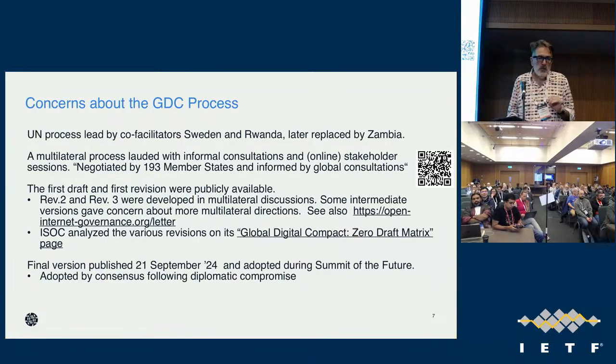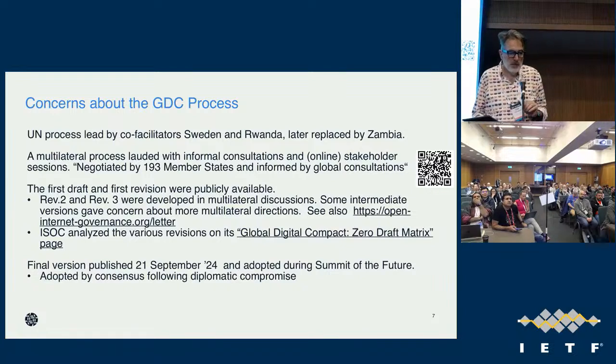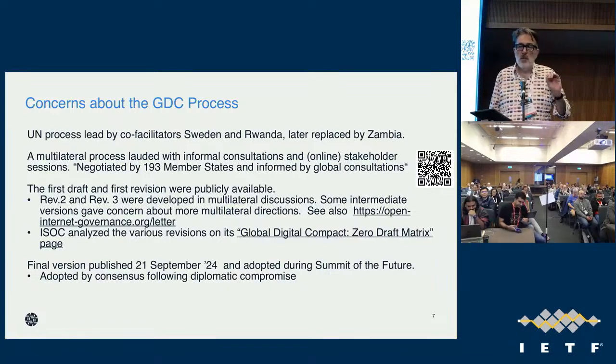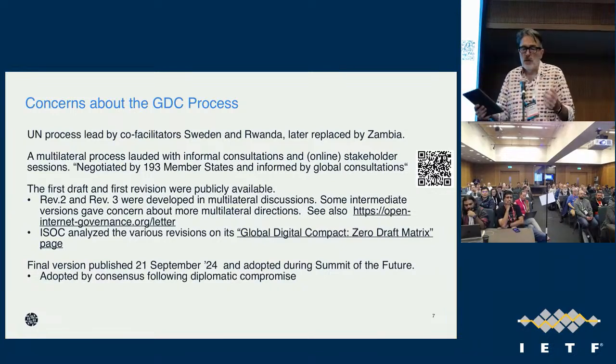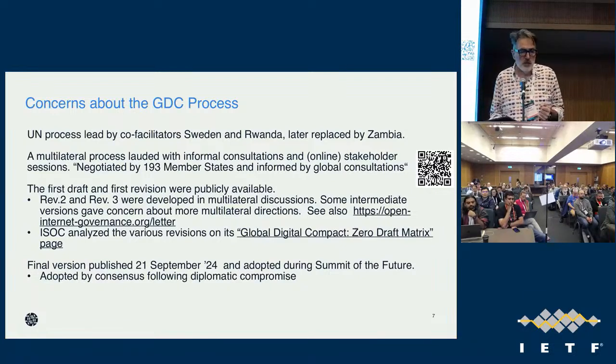So the process was set out. This was a UN process led by two countries. Sweden and Rwanda started this, and a few months afterward, Rwanda was replaced by Zambia. This was a multilateral process, driven by countries for countries. They tried to involve stakeholders at several stages through consultations. Those were consultations that, for instance, the IETF and the Internet Society made contributions to, and other stakeholders in our environment did too.